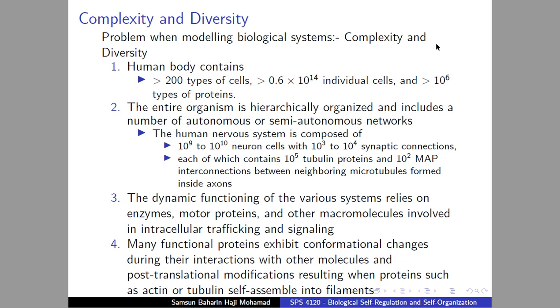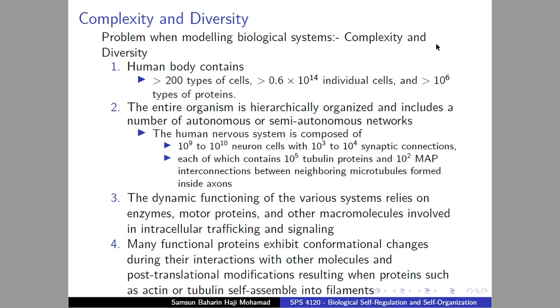Imagine if in one world there are 6 billion people, and all of them are different in terms of their actions. So how can we model them for one type of parameter? The entire organism is highly organized and includes a number of autonomous and semi-autonomous networks.